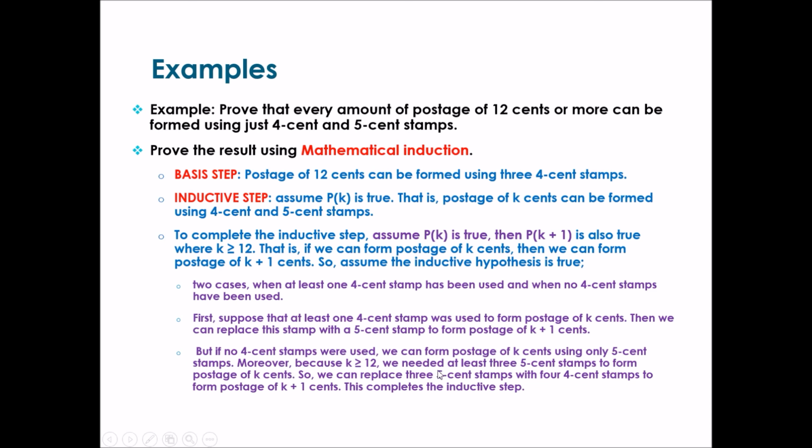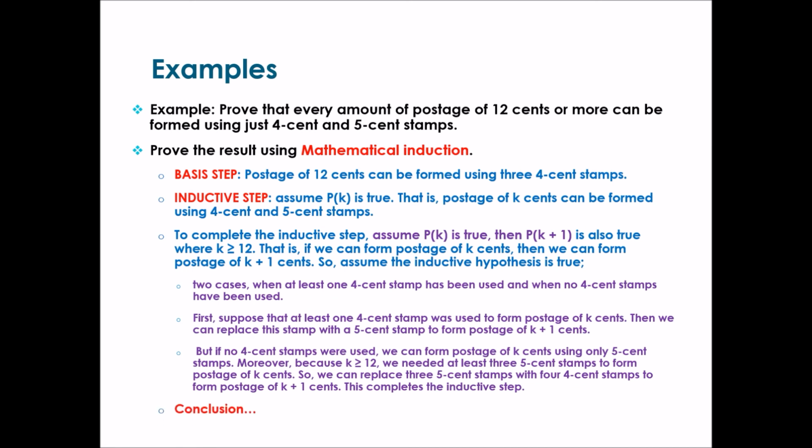So when we add 1, this 15 will become 16, right? So 16 plus the rest of the multiple of 5 stamps. This 16 can be written as 4 times 4, and this can be represented by 4-cent stamps. So again, we are able to find a representation in 4-cent and 5-cent stamps of k plus 1 cents. So this completes the inductive step, and finally the conclusion.